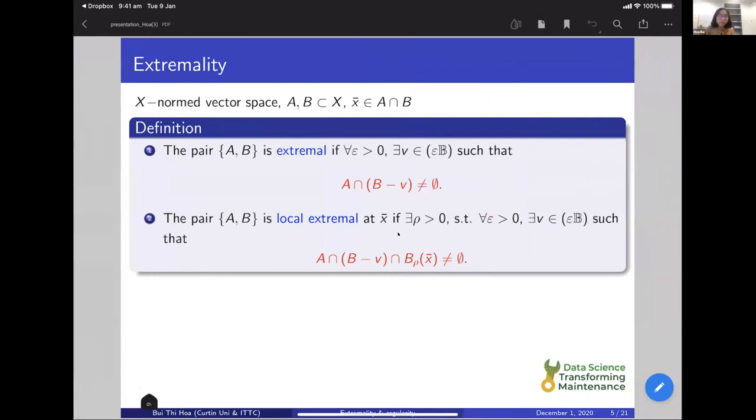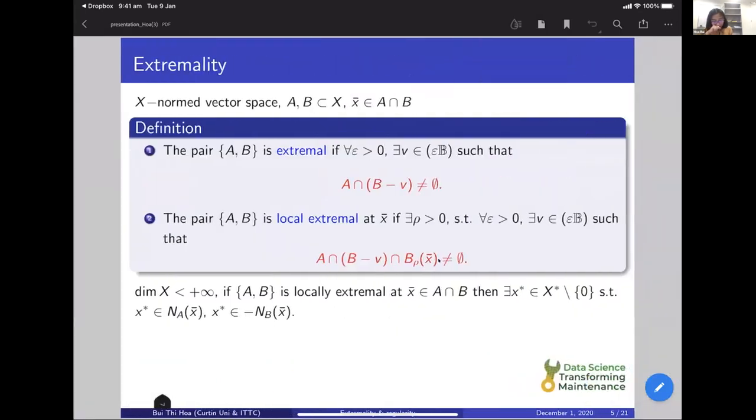And for local extremality, because we are dealing with non-convex sets, it makes more sense if we only consider the system in a local neighborhood around the given point x bar.